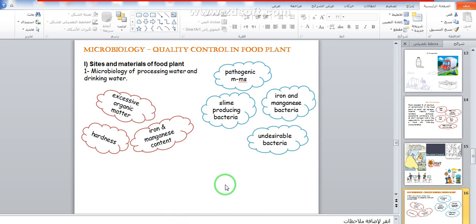Microbiology quality control in the food plant, in the sites and materials of the food plant. Number 1, the microbiology of processing water and drinking water. In this section, in addition to pathogenic microorganisms, we should examine slime-producing bacteria, iron and manganese bacteria, undesirable bacteria. In addition to microorganisms, the chemical composition of the water must be examined, like the hardness of the water, iron and manganese content, and excessive organic matter.